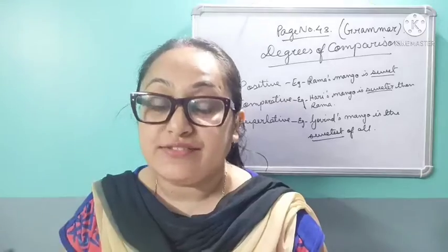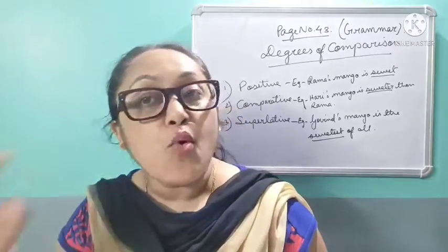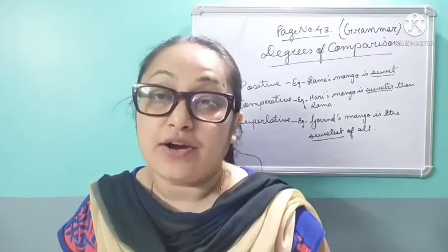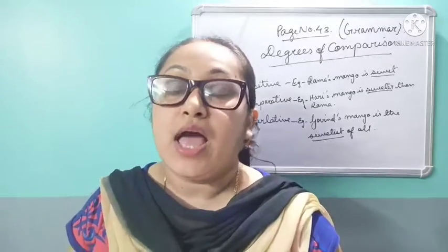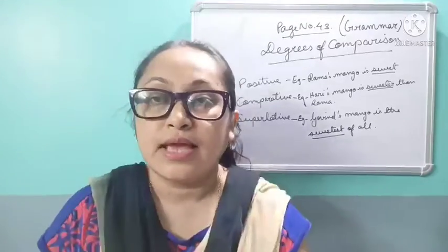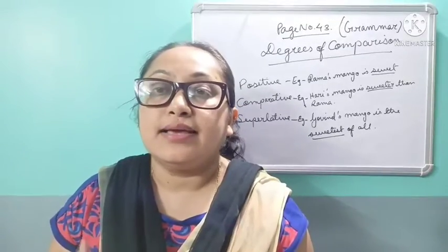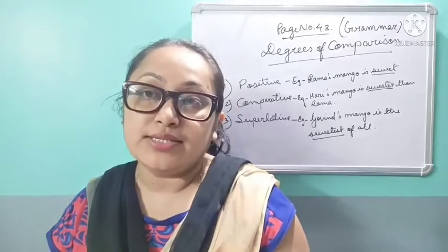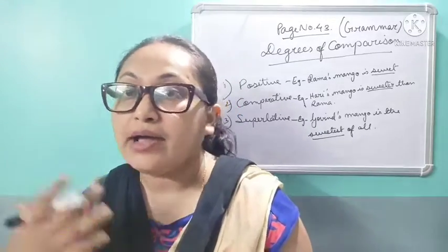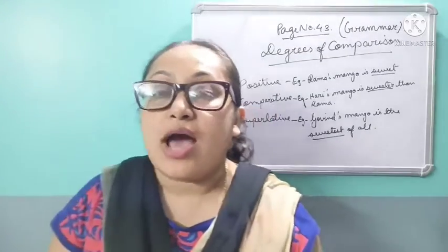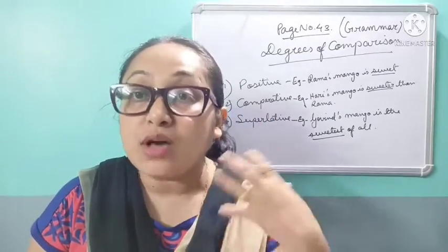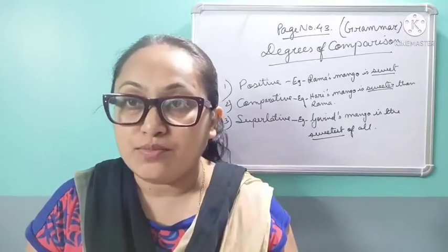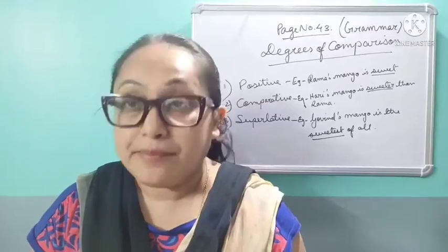When we use adjectives to compare two or more nouns, the adjective changes its form. These forms are called degrees of comparison. Degree means, like we say in a general way, yesterday it was 20 degrees Celsius, today it is 35 degrees Celsius, isn't it? So high, low, like that. So this is the degree. And comparison means to compare anything with one, or with more things. So this is called comparison.